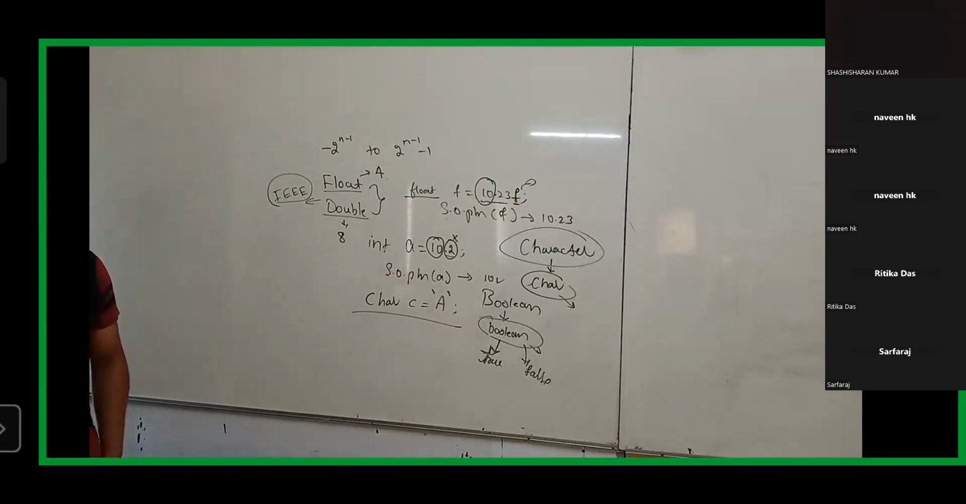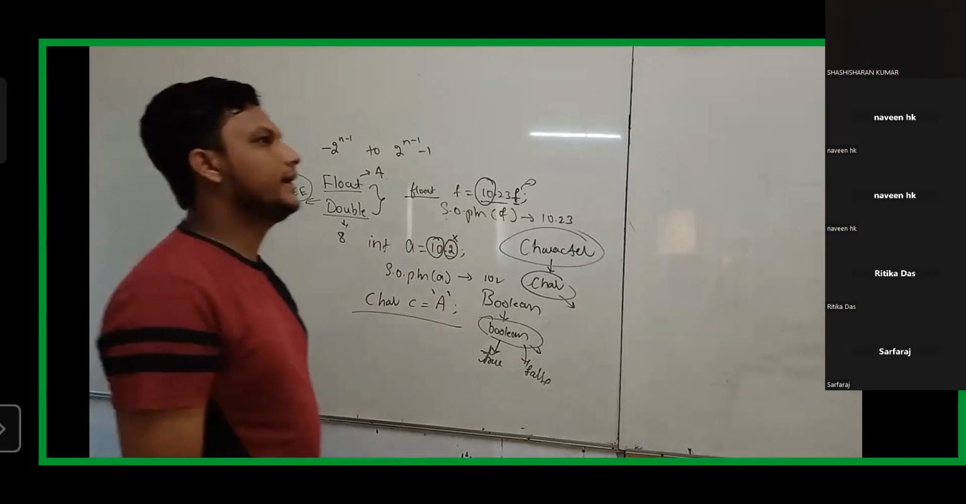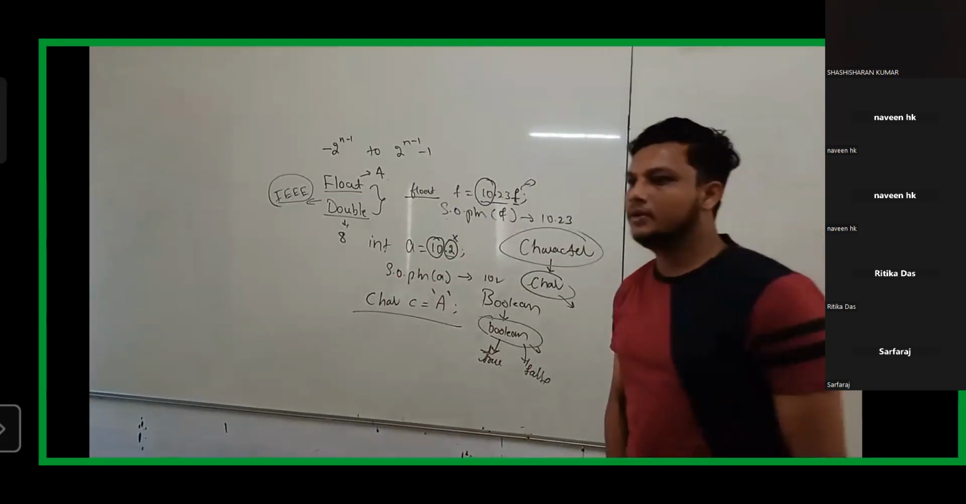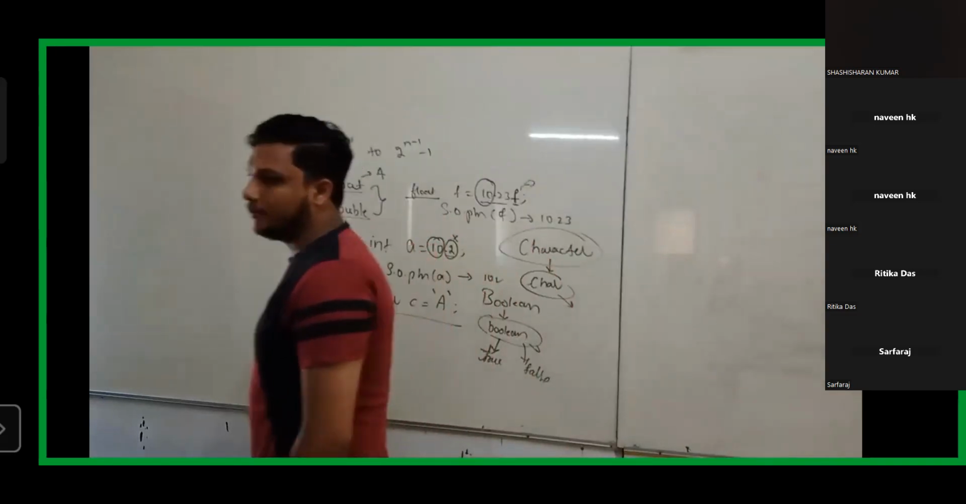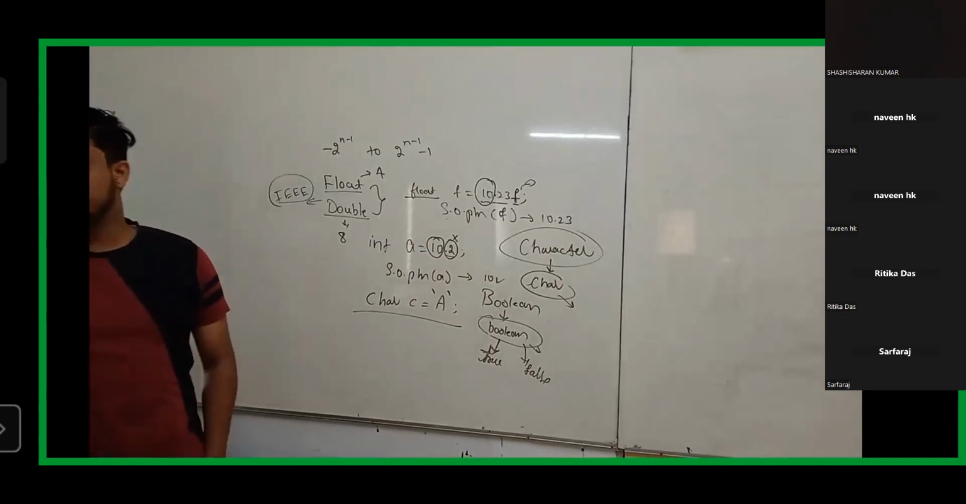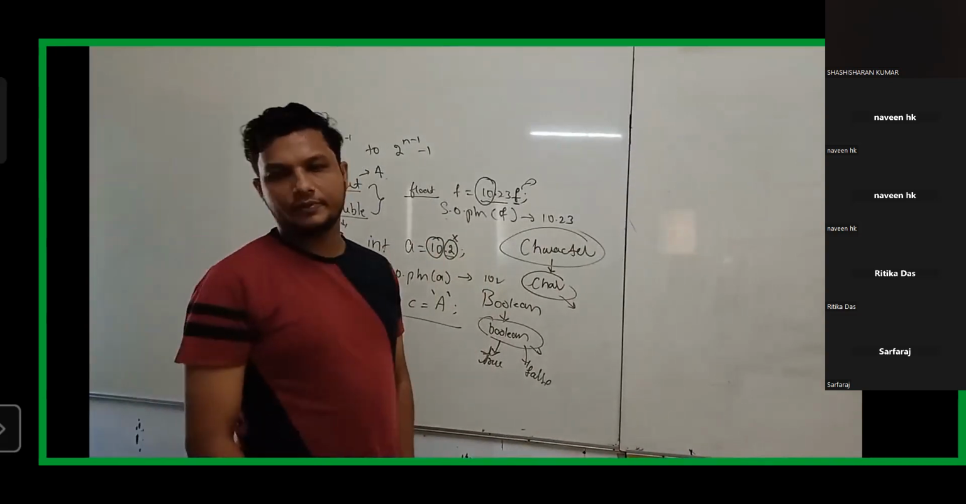Done. Next point you write down: a float allocates 4 bytes of memory. Float data type occupies 4 bytes of memory.